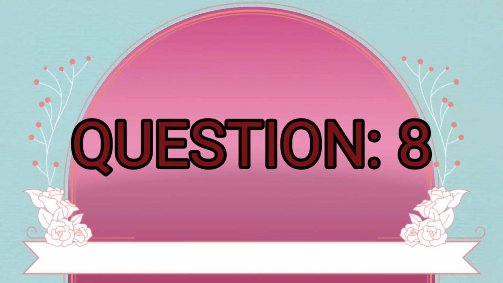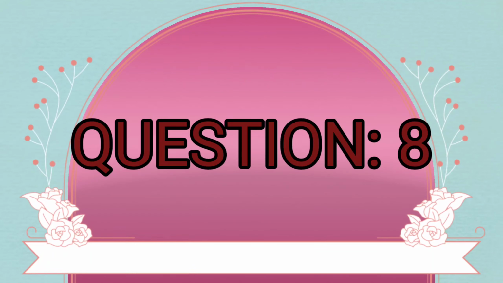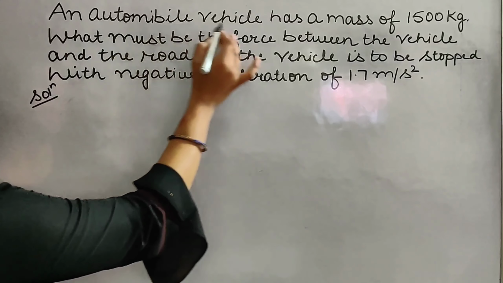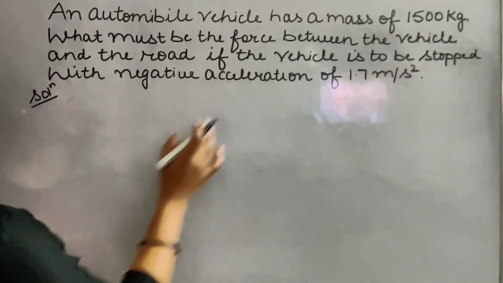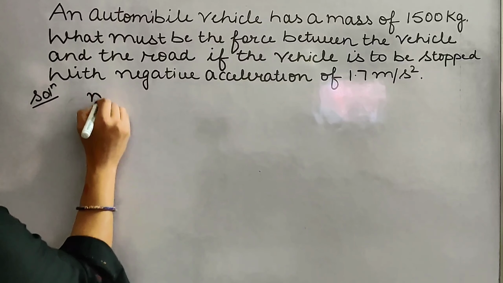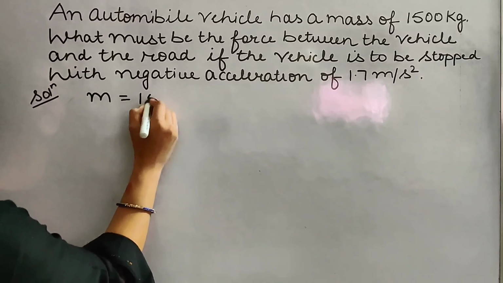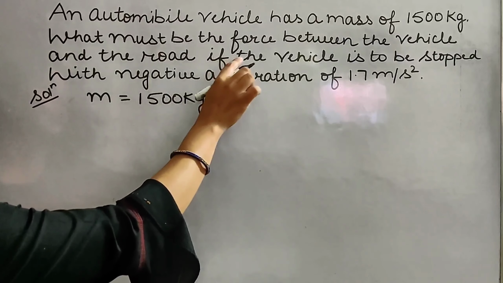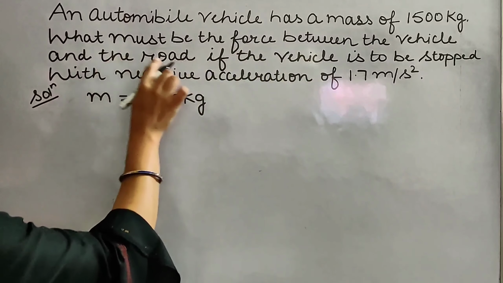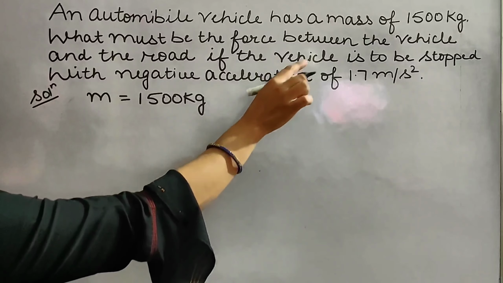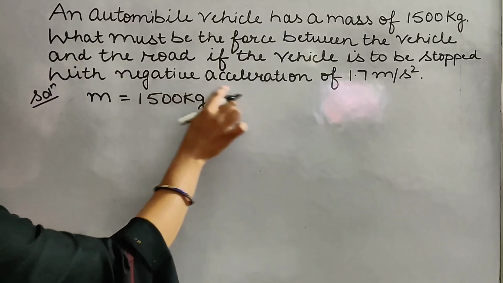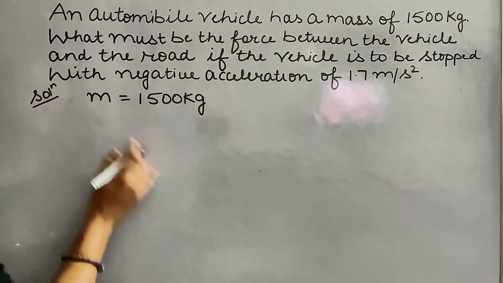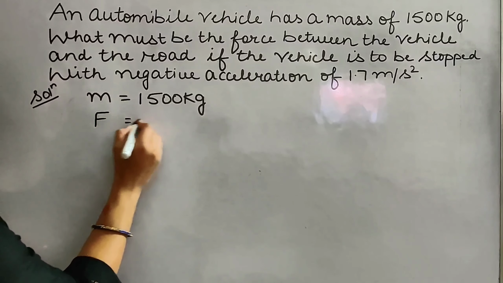Question number 8. An automobile vehicle has a mass of 1500 kg. Mass of automobile is given, 1500 kg. What must be the force between the vehicle and the road if the vehicle is to be stopped with negative acceleration of 1.7 meters per second square? That means we have to find out the force.